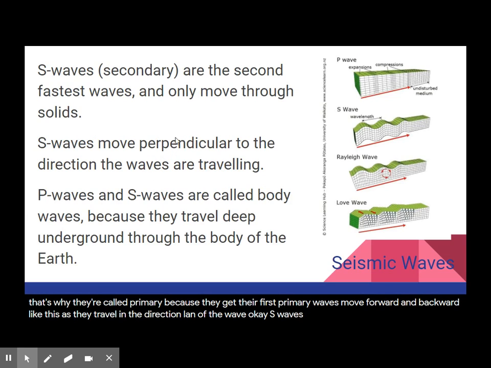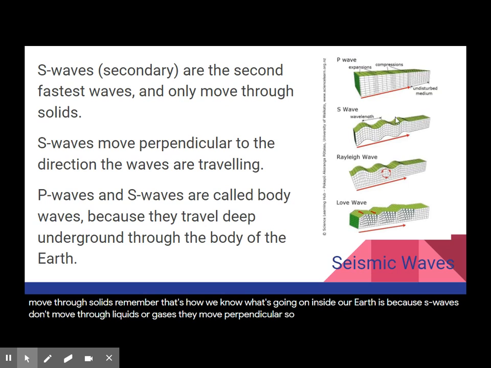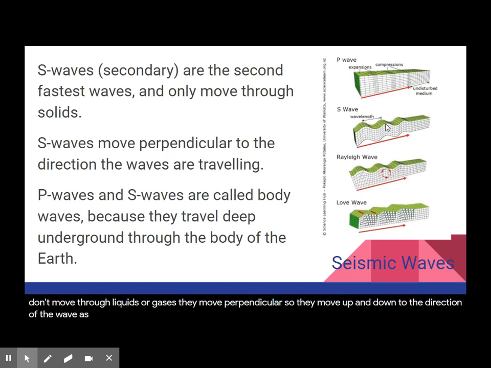S waves are secondary waves. They only move through solids. Remember, that's how we know what's going on inside our Earth, because S waves don't move through liquids or gases. They move perpendicular, so they move up and down to the direction of the wave as they're moving. As the wave is moving this way, these are moving like this.